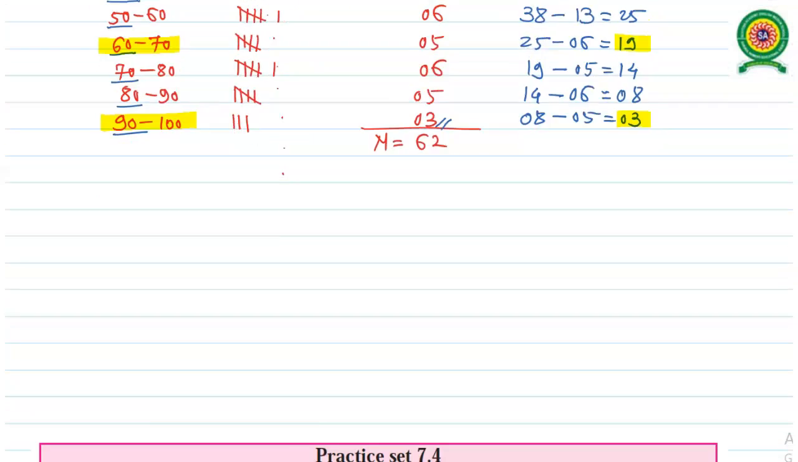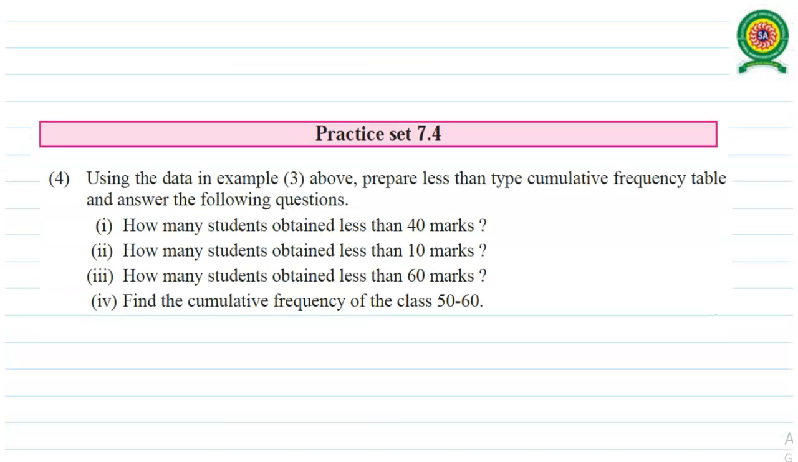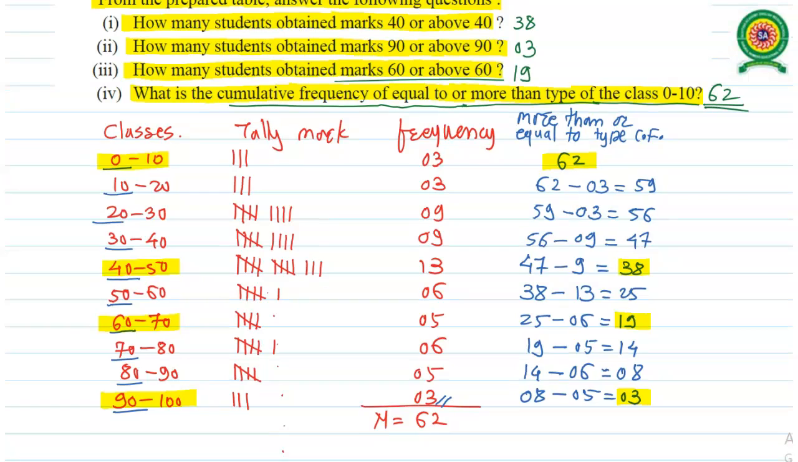Now look at the fourth sub question we have in the practice set 7.4. Using data in the example number 3 above, prepare less than cumulative frequency table and answer the following questions. So let's try to prepare within the same table the last column, less than cumulative frequency. So how could we evaluate the less than cumulative frequency?